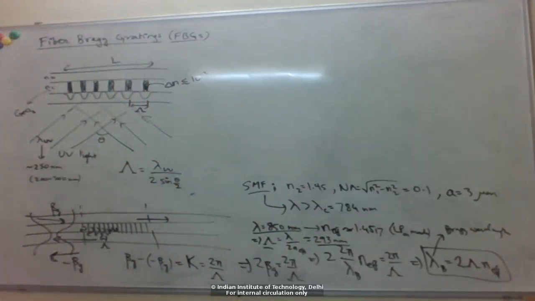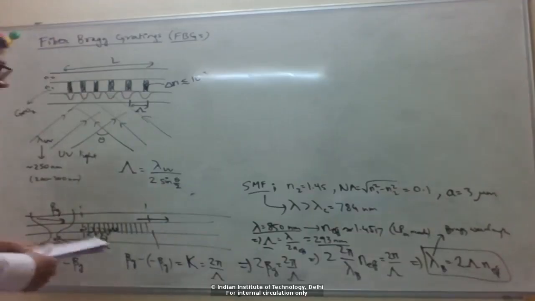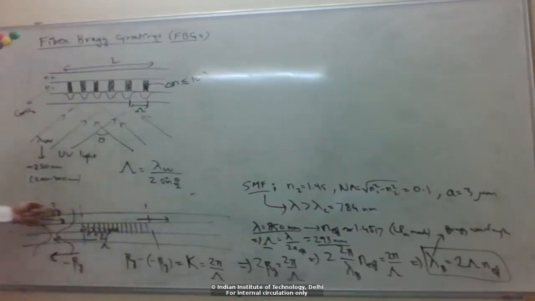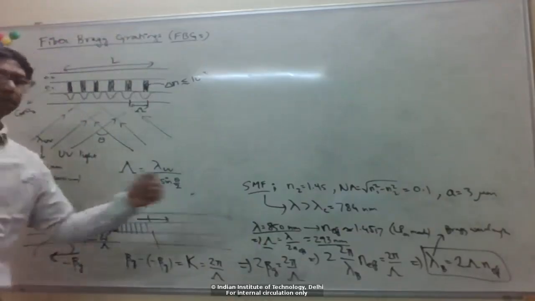Okay. Right, so that's basically the basic mechanism by which these fiber Bragg gratings work, right? So for a particular period, it will reflect that particular Bragg wavelength strongly, and other wavelengths will be transmitted.